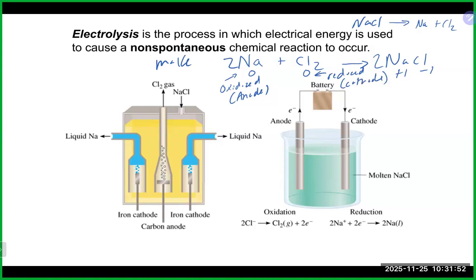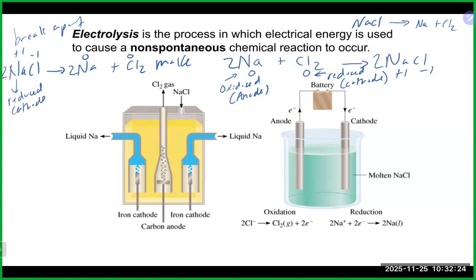Now, in an electrolysis cell, you're already starting with the sodium chloride, and you're breaking it into sodium and chlorine. Going in this direction, when you break it apart, the sodium is going from +1 to 0, and the chlorine is going from -1 to 0. So it is actually opposite here. The sodium is getting reduced, and it is going to be your cathode. The chlorine is going from -1 to 0, which is getting more positive, going through oxidation, and it's going to be your anode.